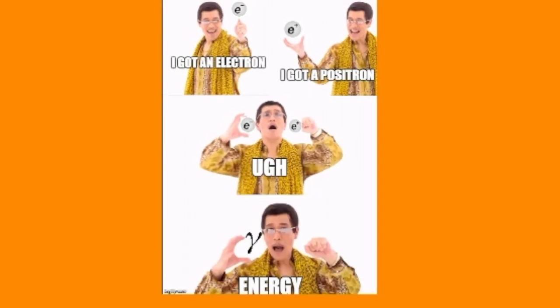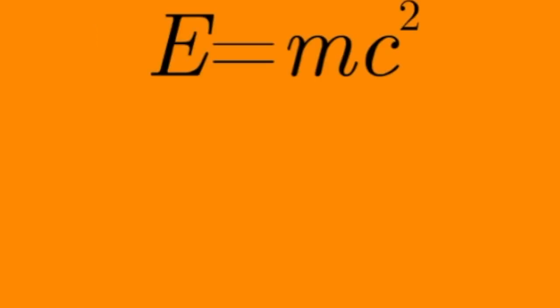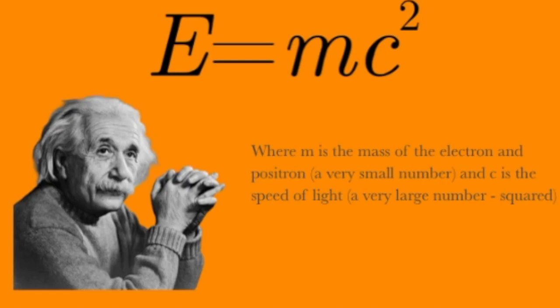When a positron combines with an electron, it will annihilate, or recombine. In the annihilation, the electron and positron convert their mass into energy and produce a pair of high-speed photons that travel in opposite directions. The photon energy E comes from Einstein's famous equation E equals mc squared, where m is the mass of the electron and positron, which is a very small number, and c is the speed of light, a very large number, squared.